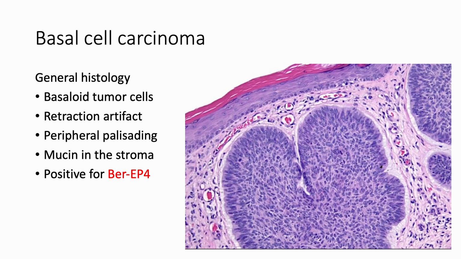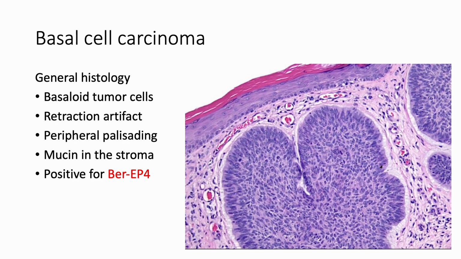We have seen basal cell carcinoma very often, and the general histology includes the cells being very basaloid, meaning high N/C ratio. However, there are a few very important features, including the retraction artifact, meaning there is a separation between the tumor and the surrounding stroma. Also, the basaloid cells at the periphery of the neoplasm show palisading, meaning they are like a picket fence. Also, you can see in the retraction artifact or in the stroma, there is some mucin inside.